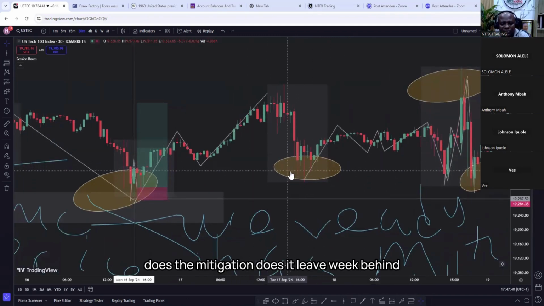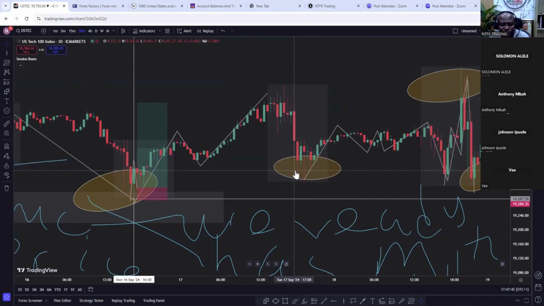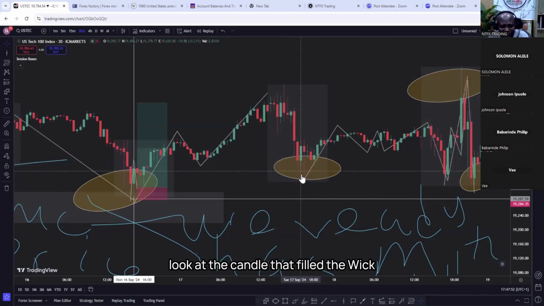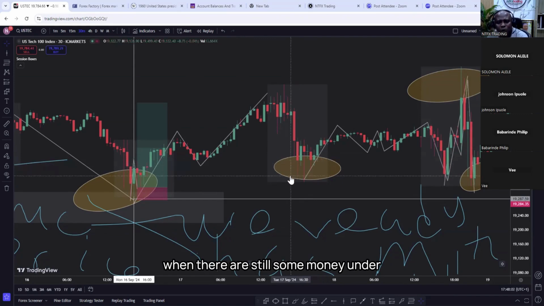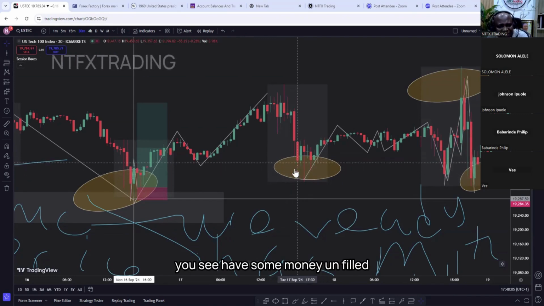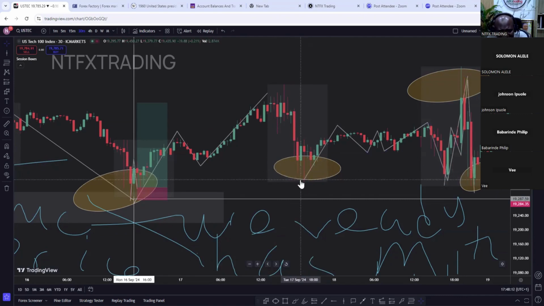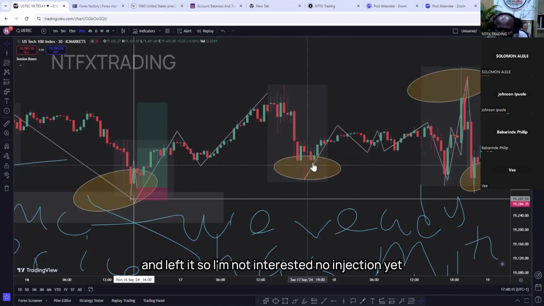Does the mitigation leave a wick behind? Yes, sir. Correct. This wick it leaves behind needs to be filled. Look at the candle that filled the wick. This is not injection. Why is it not injection? You can't inject after liquidity when there is still some money under. You see, there is some money on the field. That's not injection. Look at this one. Does it not leave a wick behind? It left it. So I'm not interested.